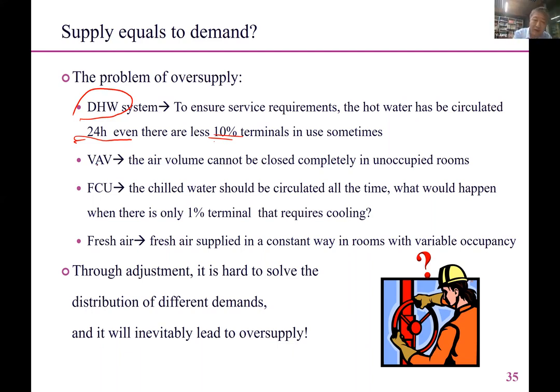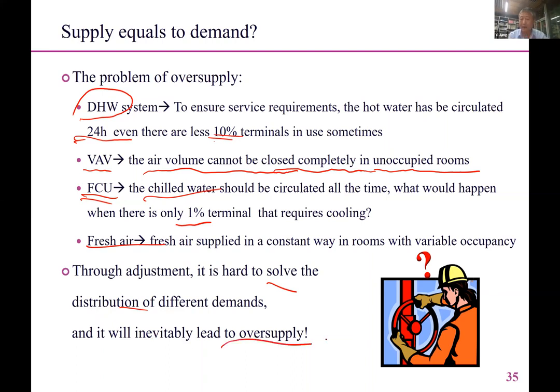Then the VAV system, as I just mentioned: the air volume cannot be completely switched off for unoccupied rooms, so they also provide some service. Then the final unit needs chilled water circulation. Even if only 1% of the people or terminals need the water, they have to keep the whole water system circulating all the time, and outdoor air is also a problem. So through adjustment it's hard to solve this distribution network problem, and oversupply is the result.